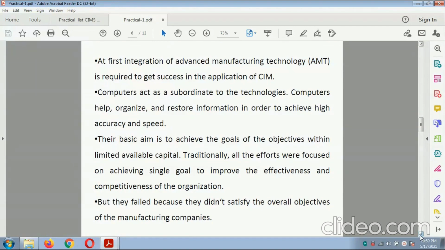The computer acts as a sub-coordinator to the technology. It helps organize and store the information in order to achieve high accuracy and speed. The basic aim is to achieve the objective within the limited available capital. Traditionally, all the efforts were focused on achieving a single goal to improve the effectiveness and competitiveness of an organization, but they failed because they didn't satisfy the overall objective of manufacturing companies.